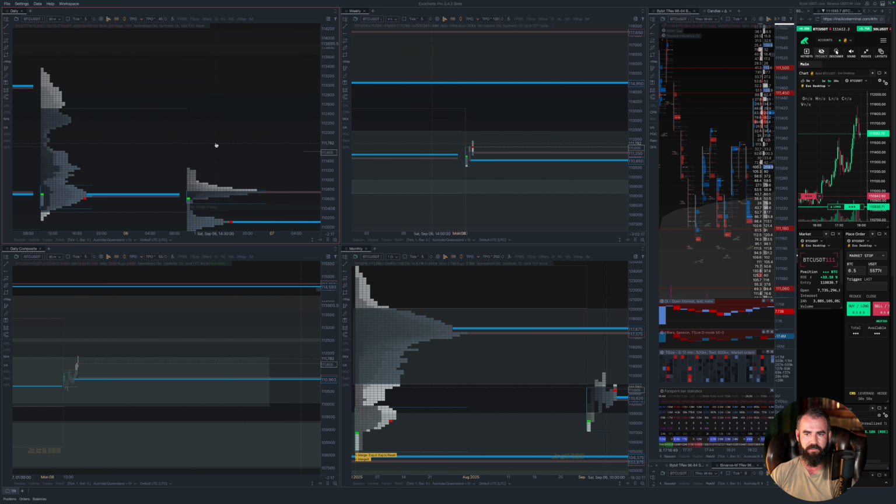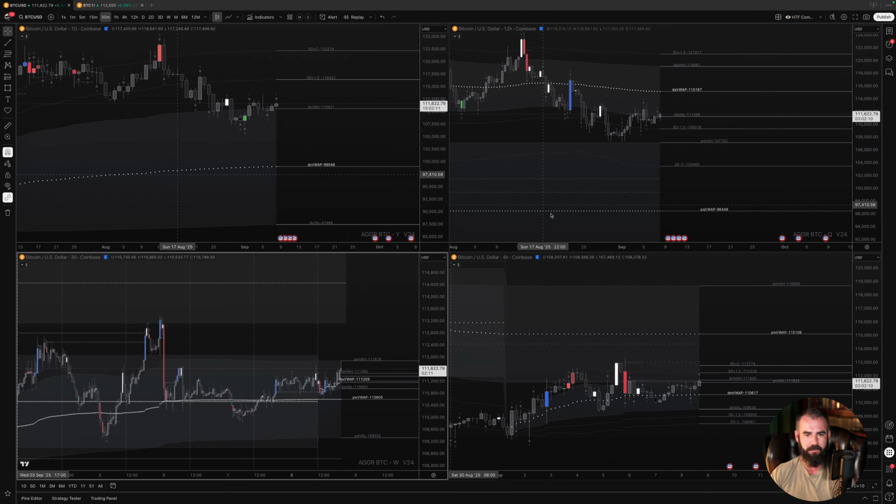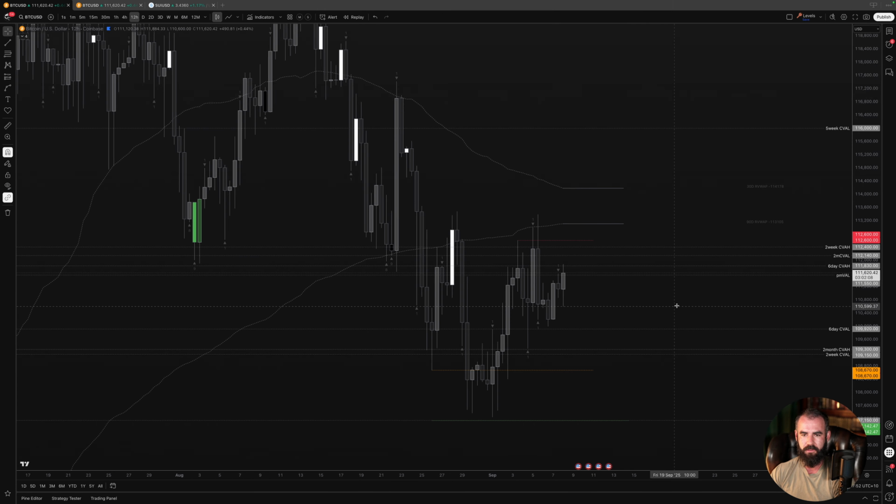So you can start to have a bit of an idea, and then obviously you can take your trades accordingly, and hopefully get some good results out of that. So going back to this as well, though, this is why I've got all these levels.